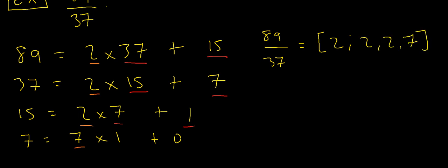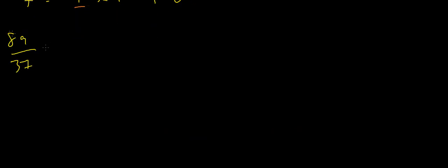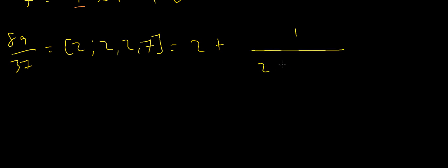So what does that look like? Well, let me just write it below. So the continued fraction of 89 over 37 is 2, 2, 2, 7, and that is 2, that's the first term, plus 1 over 2 plus 1 over 2 plus 1 over 7. And these are exactly the coefficients that appeared in the Euclidean algorithm. So that's a very quick way of doing it.